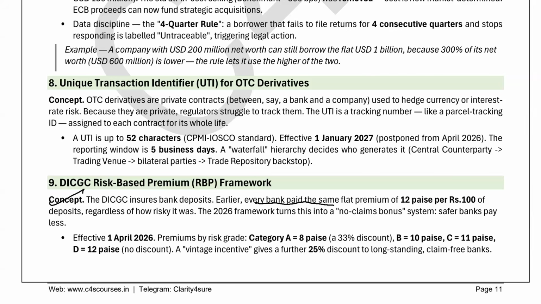Earlier, every bank paid the same flat premium, that is 12 paise per 100 rupees of deposit, regardless of how risky it was. The 2026 framework turns into a no-claim bonus system. Safer banks pay less. Effectively from 1st April, safer banks have to pay less. What was it earlier? For every 100 rupees, the banks have to pay 12 paise to DICGC, okay. That is a risk-based premium. The company guarantees 5 lakh to the depositor.